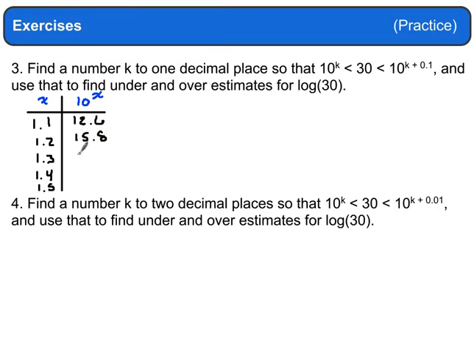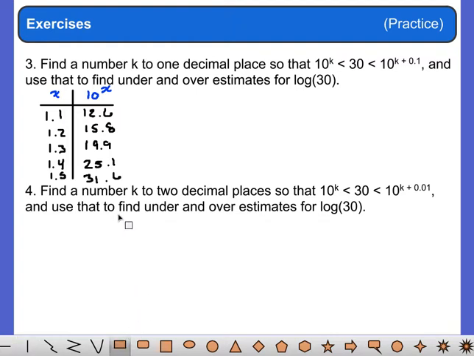If we did 1.3, we would get 19.9. If we did 1.4, we would get 25.1. And if we put the next one in, we would get 31.6. So what we can see is that if we are raising this to these powers, 1.4 is as close as I can get without going over 30.